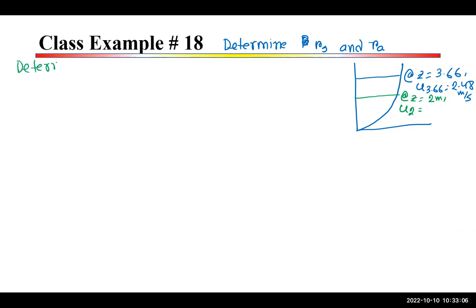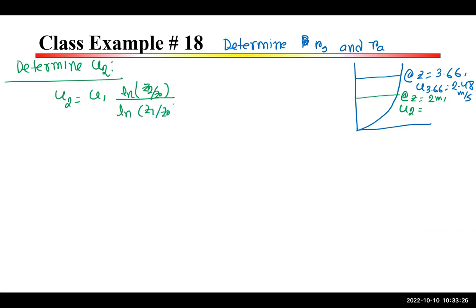So determine U2. This time it's real U2, okay? So U2 equals U1 ln(Z2 minus Z0) over ln(Z1 minus Z0). Now, U1 is U at 3.66, right? Z1 is 3.66 meter. Z2 is 2 meter. But I don't know the Z0.